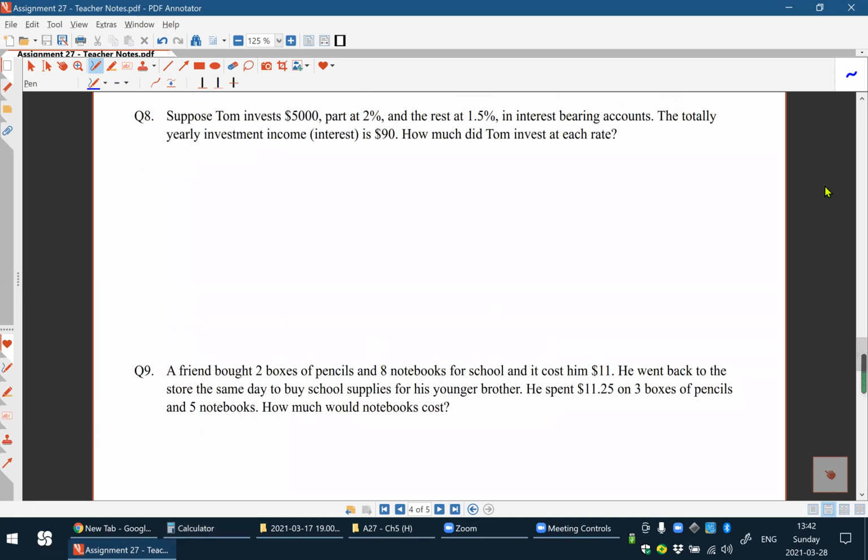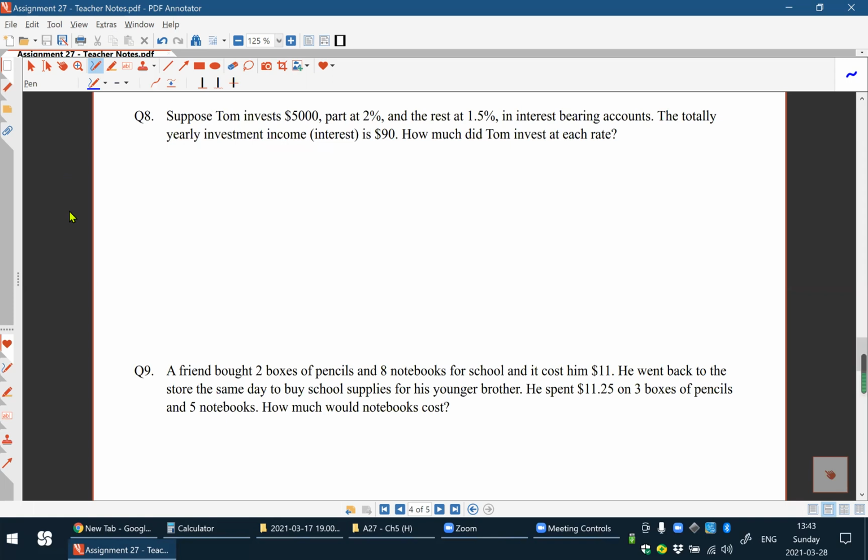Suppose Tom invests $5,000, part at 2% and the rest at 1.5% in interest-bearing accounts. The total yearly investment income, that is the interest, is $90. How much did Tom invest at each rate?